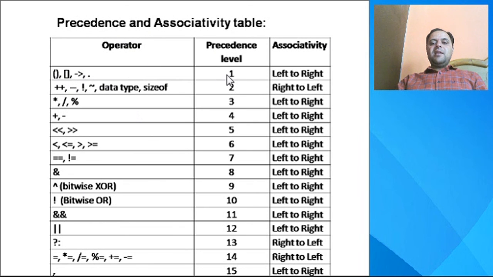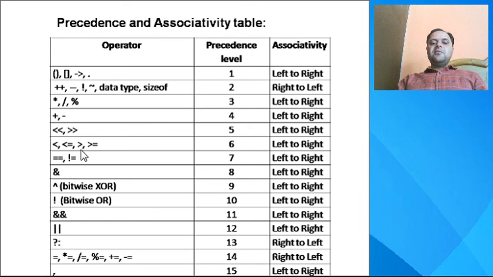So brackets have the highest level of precedence, that is one, and their associativity is left to right. Then data type, sizeof, increment, decrement, not have precedence level 2, and associativity is from right to left. If we find these operators, then we will solve the expression from right to left. Then multiplication, division, and modulus have precedence level 3 and associativity left to right. Then plus and minus have precedence level 4 and left to right, and left shift and right shift have precedence level 5 and associativity left to right.